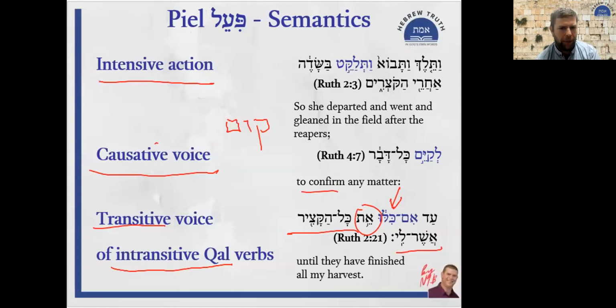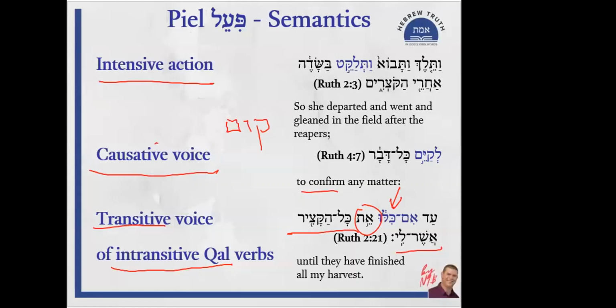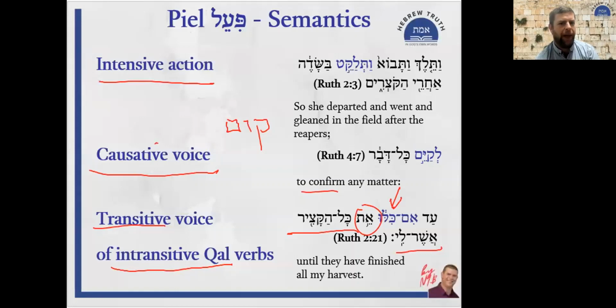Verbs in Hebrew, in biblical Hebrew, that are based on nouns, oftentimes are using the piel pattern. Okay, so to throw dust at something, at someone, is expressed by the piel and not by the kal. Okay, as a denominative verb.